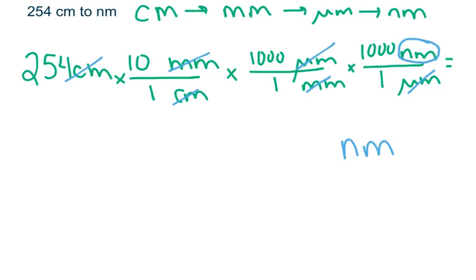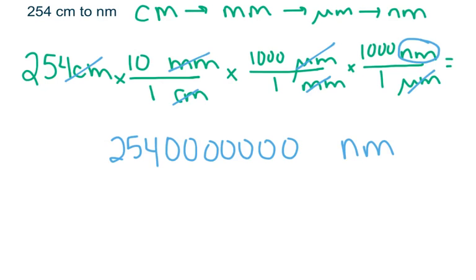Well, mathematically, you're taking 254 and you're multiplying it by 10, by 1,000, and by another 1,000. So you would get 254, and then 7 zeros. 1, 2, 3, 4, 5, 6, 7 nanometers.